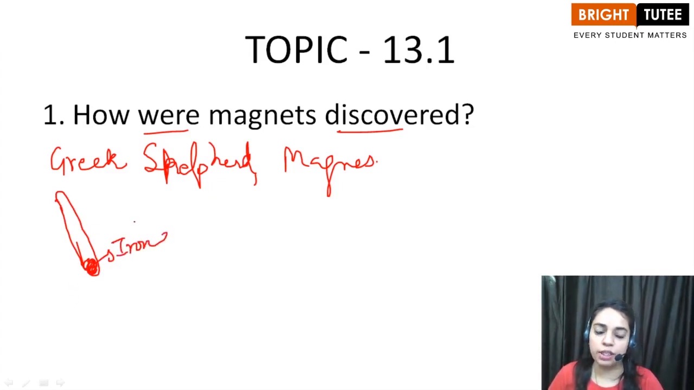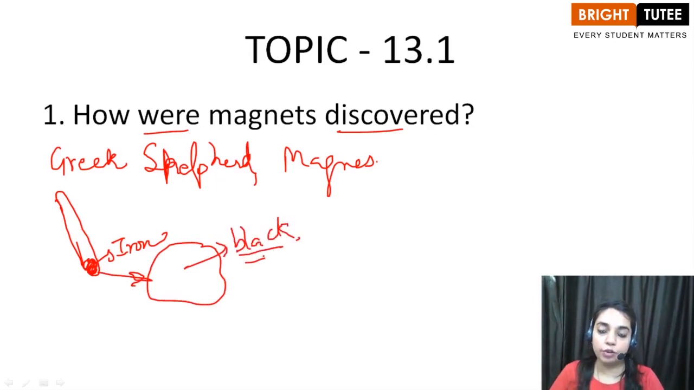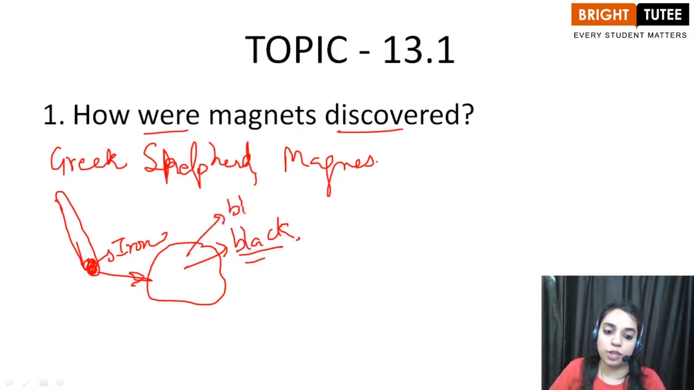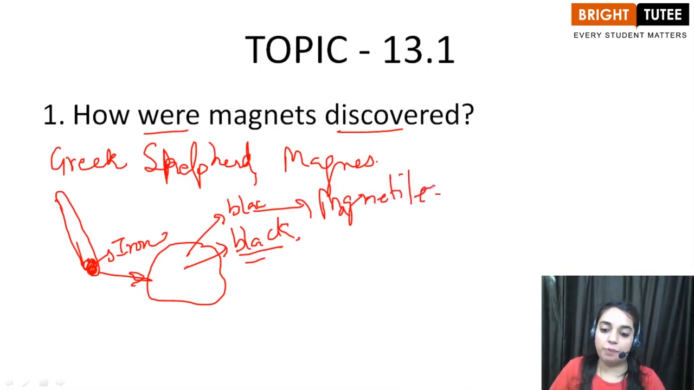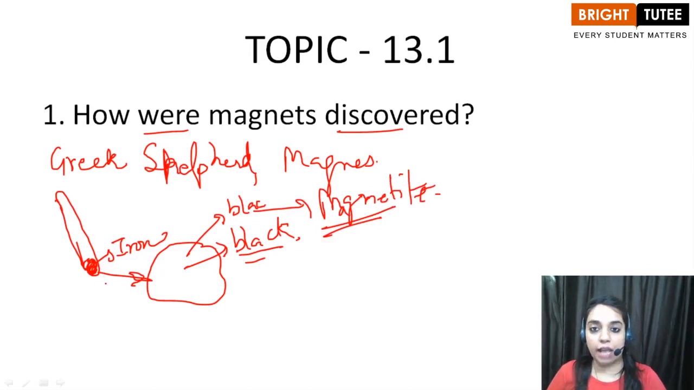So when he was going, there came a point where his stick was stuck with a black stone, and no matter how hard he tried to remove it, he was not able to remove it. Why children? Because this black stone was later discovered as magnetite, which had particles of iron, and it had the magnetic property to attract the iron objects or articles. In this way accidentally magnet was discovered.